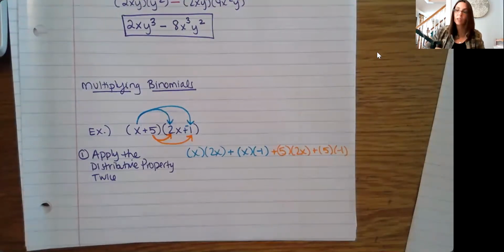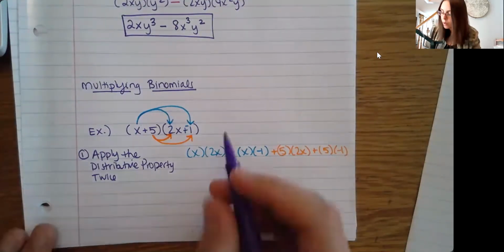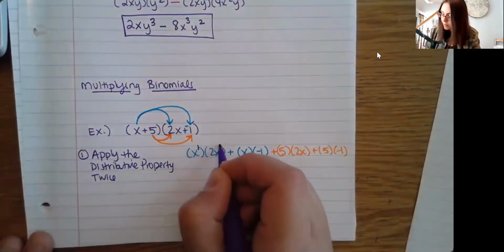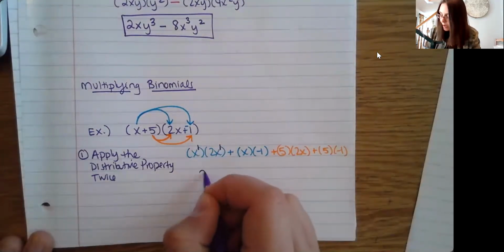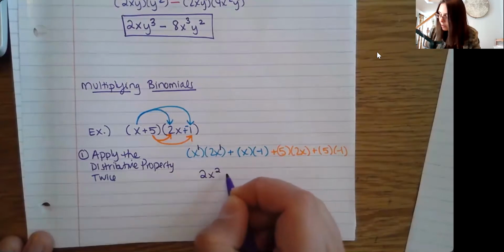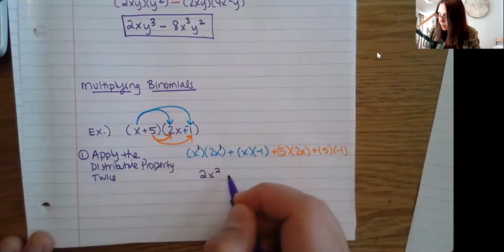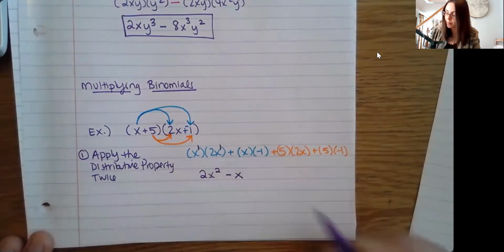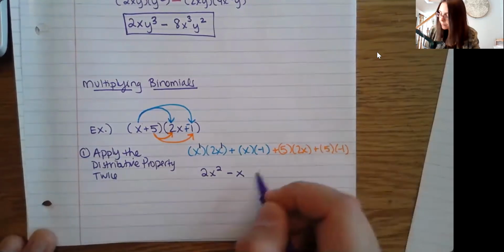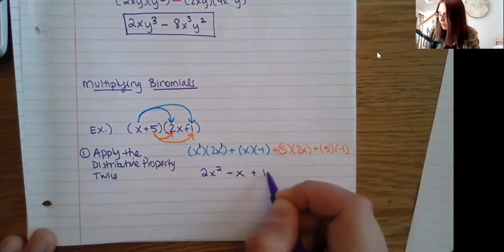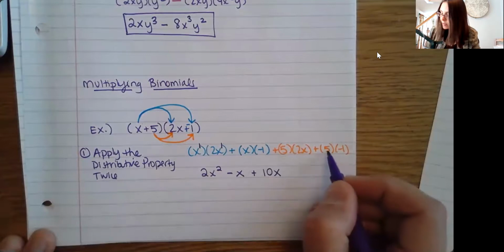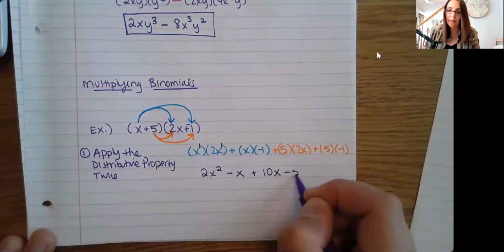And then the rest of it is just to simplify. So here I have x to the first and x to the first, so this is going to be 2x squared. Now, this is just -1x, so I'm just going to write that as -x, or minus x. Here I have a positive 10x, and here 5 times -1 is -5.